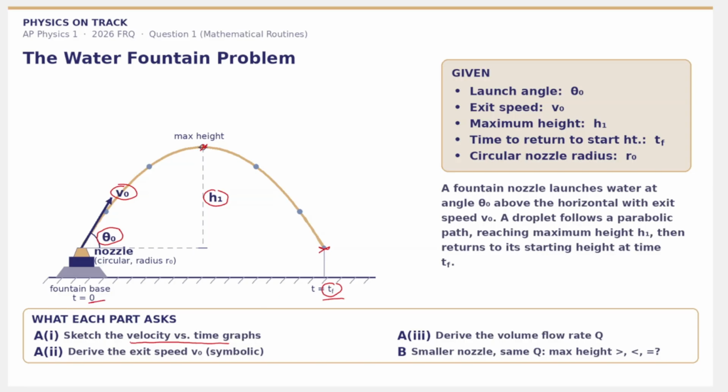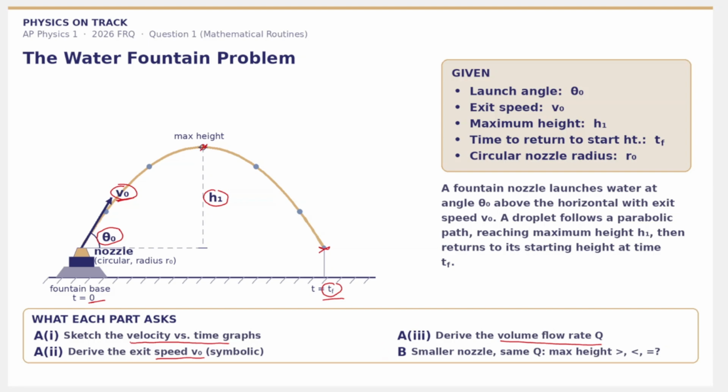And then we come to the derivation part. That's where we have to derive an expression for the exit speed v0, which is the speed right here at the launch point. And then in part A3, we have to also derive an expression for the volume flow rate, Q. That is a fluid part of the question. A2 is actually the kinematics part.